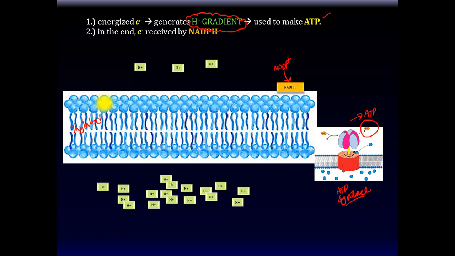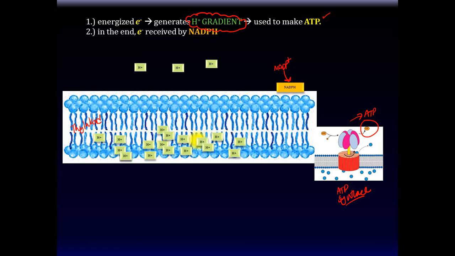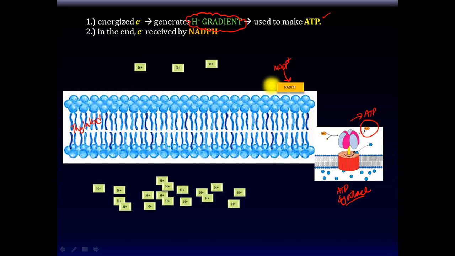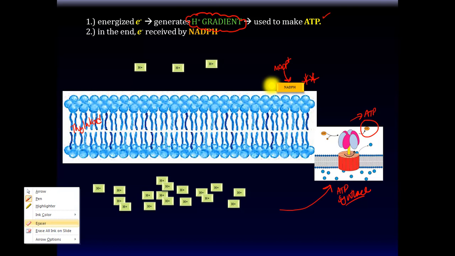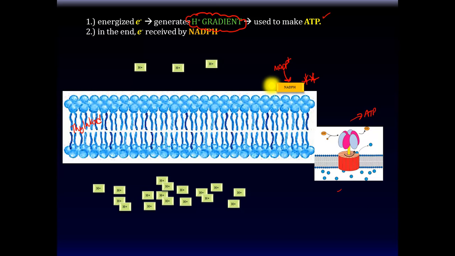So it's kind of like this. Watch. The electron moves around the membrane and finally is accepted by NADP plus to give you NADPH. This is a high energy compound because it has that electron, and this gradient is used to create the energy. Okay, so this is the key picture.